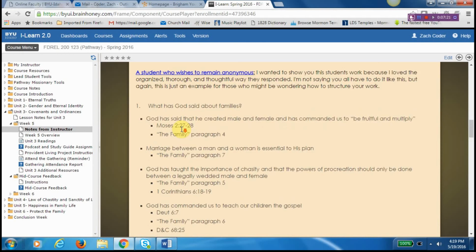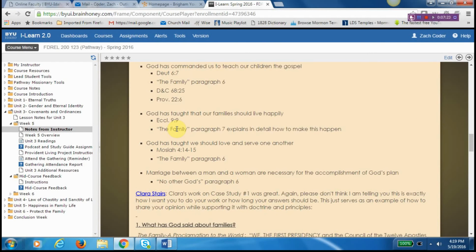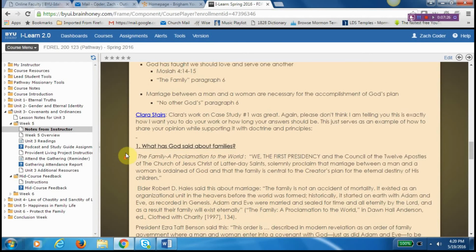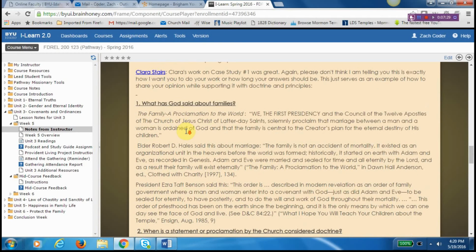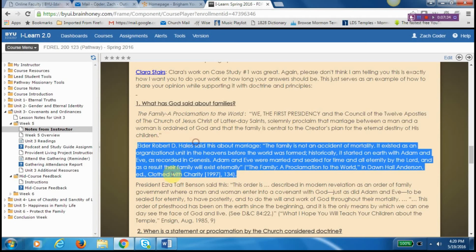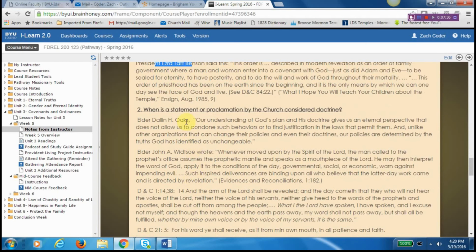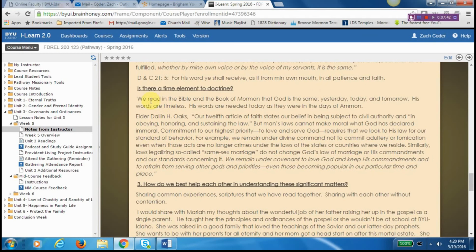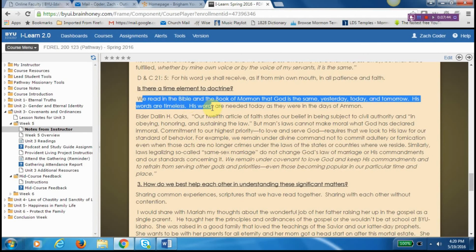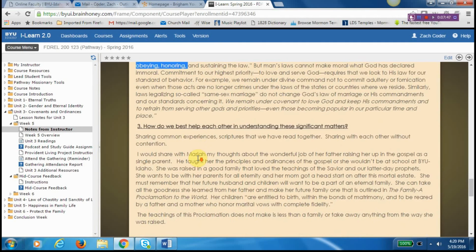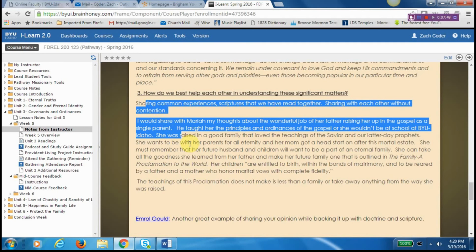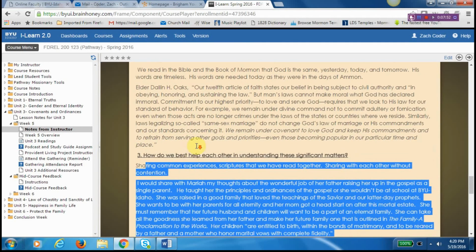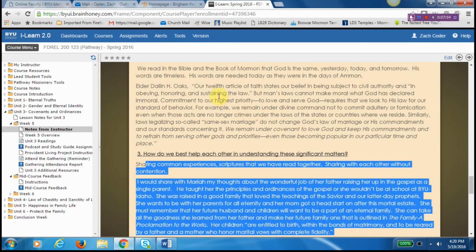Again, it doesn't have to be this length. Just there they are, giving their thought, and they're backing it up with doctrine. Clara Stairs is another great example of how she did that. What has God said about the family? Look, she quoted from the Family Proclamation, from Elder Hales's talks, from Ezra Taft Benson's talk. Next question. Quote, scripture. Next question. Quote from the Bible. Quote from Elder Oaks, okay? And then here's where she gave her thoughts. So once again, she's backing up her thoughts right here with quotes and citations from the standard works and so on.